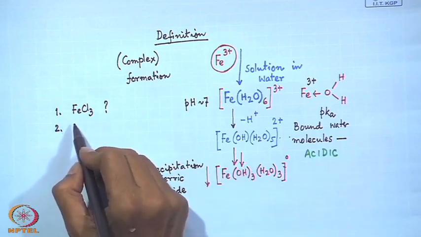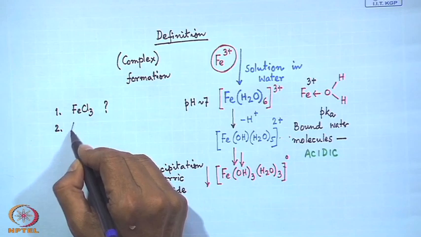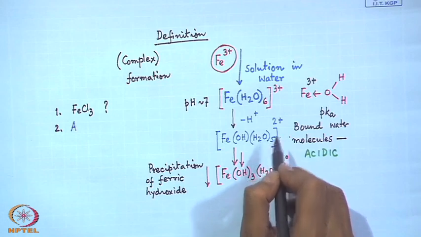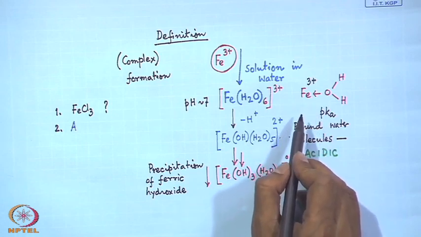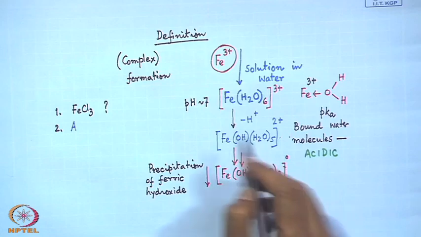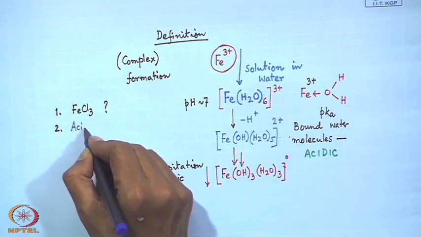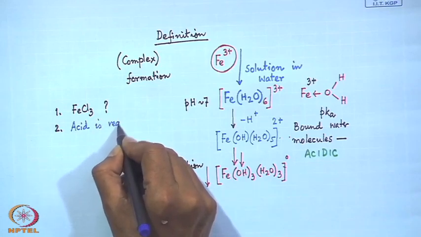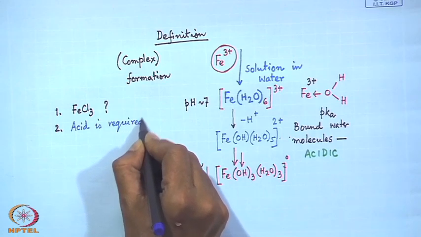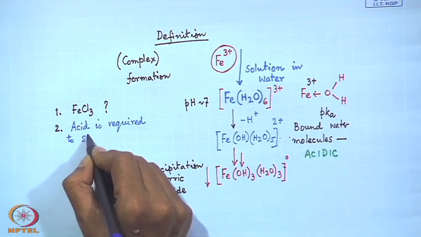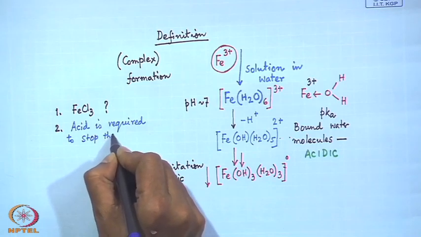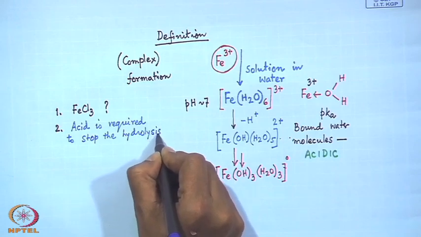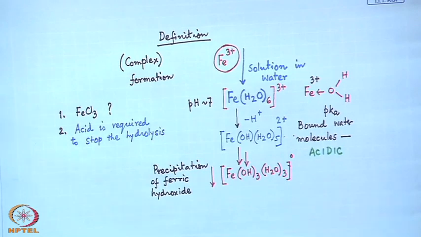To get a typical ferric chloride solution, the hydrolysis of the water molecules bound to the ferric center can be prevented if we add a few drops of dilute acid. So acid is required to stop the hydrolysis.